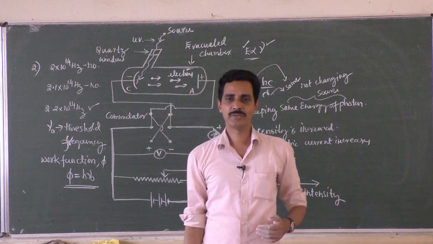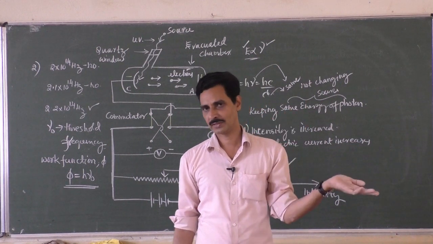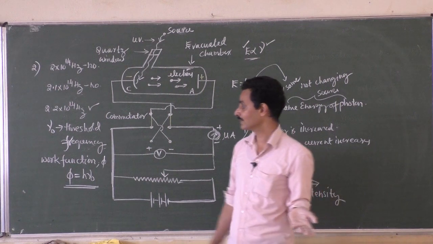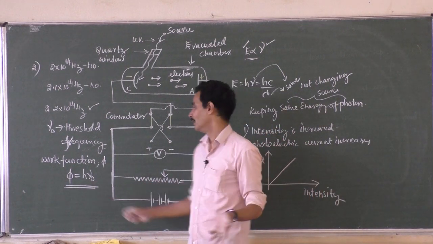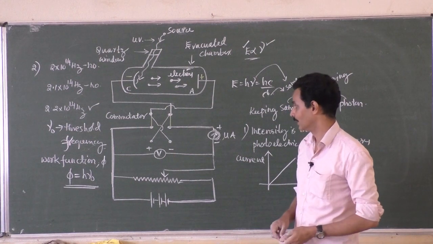So, below the threshold frequency, photoelectrons are not emitted. Above the threshold frequency, photoelectrons are emitted. But if you go on increasing the frequency from threshold, photoelectric current doesn't change. Okay? Right.